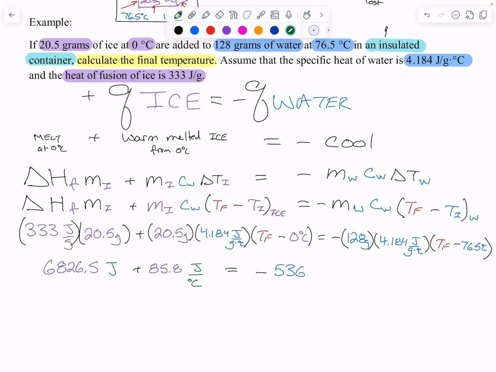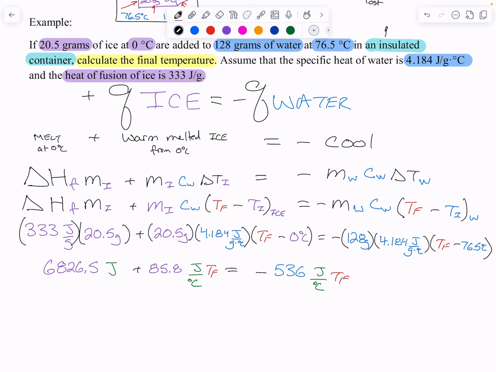And that would be joules. Oh, I put my TF here. I even left the space. I'm sorry, guys. You're probably asking, what happened to TF? It was supposed to be there. All right, maybe I got excited. I don't know. Joules per degree Celsius times TF.